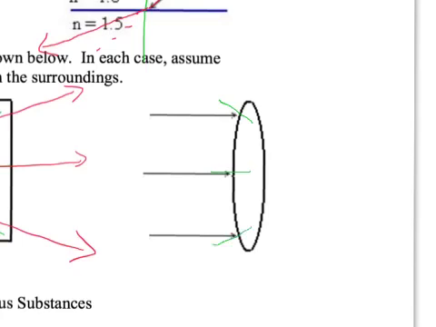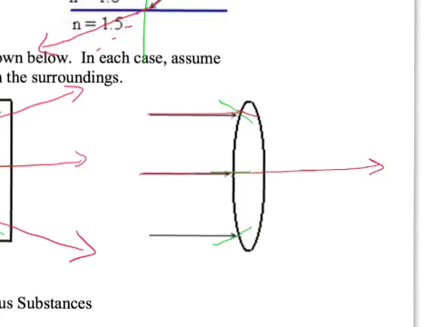So as the light comes in, instead of going straight, it's going to bend towards this normal line. So that means it's going to end up going this way. Now this one is coming in along the normal. When you come along the normal, you don't refract. In fact, it goes out along the normal. So the ones that are normal, they don't refract.